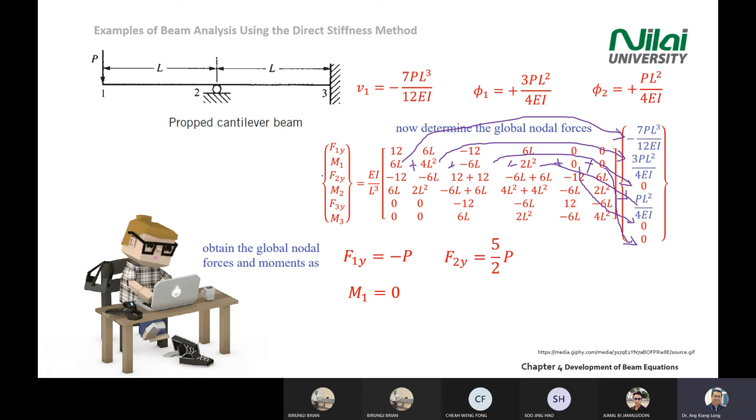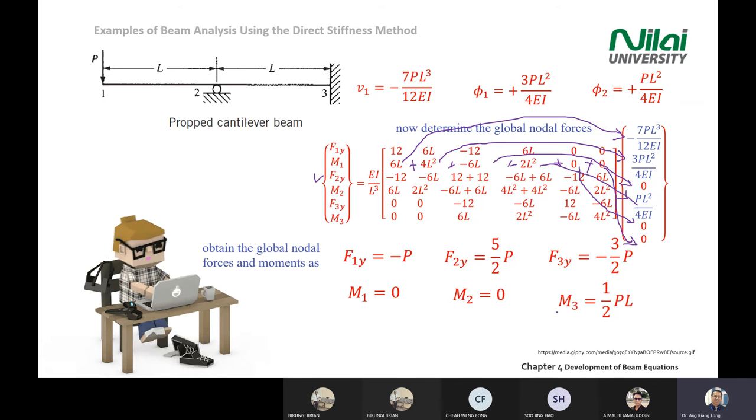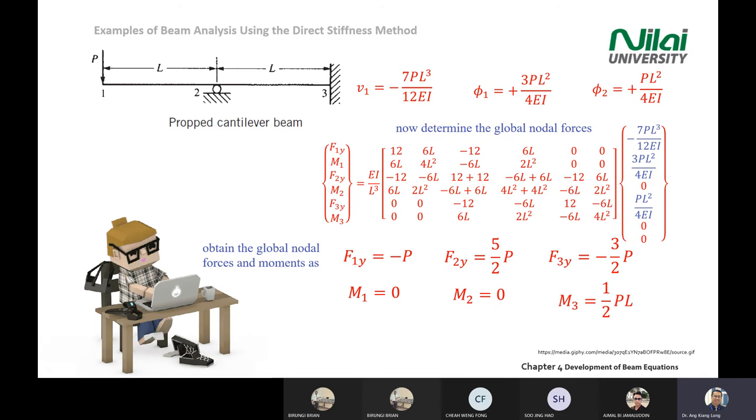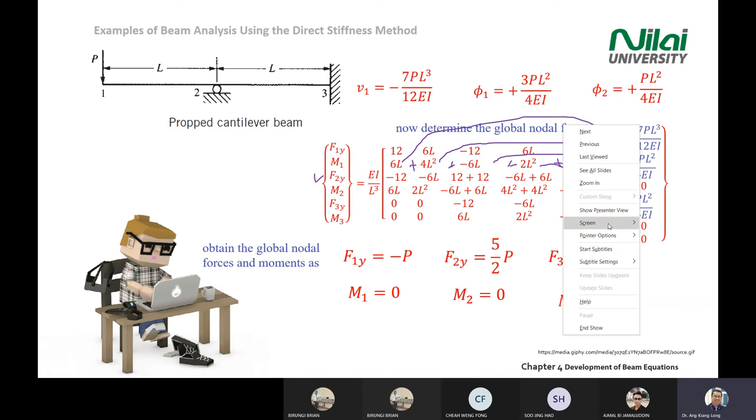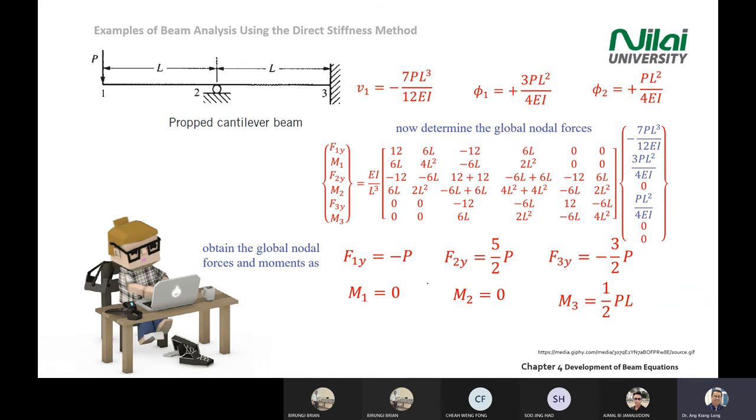Do the same, you can solve F2y equal to 5 over 2 P, M2 is 0. F3y, same, you repeat the same process by following the arrow that I showed just now. You get minus 3 over 2 P, M3 equal to half PL. Okay. Then before we move to the next slides, any question?